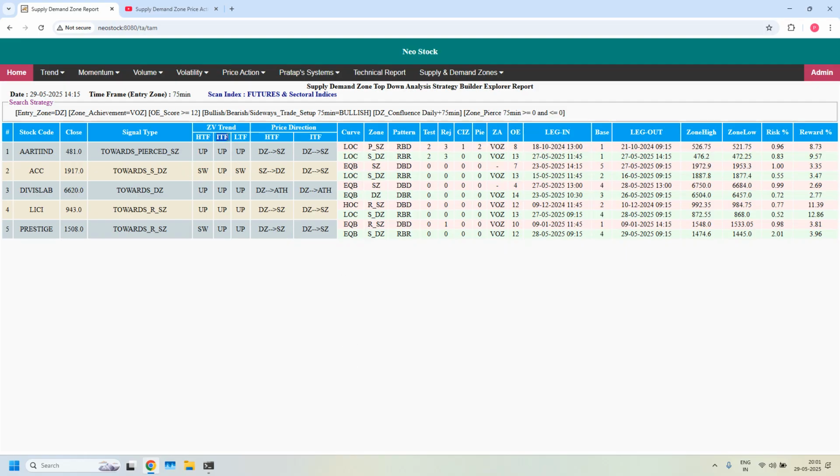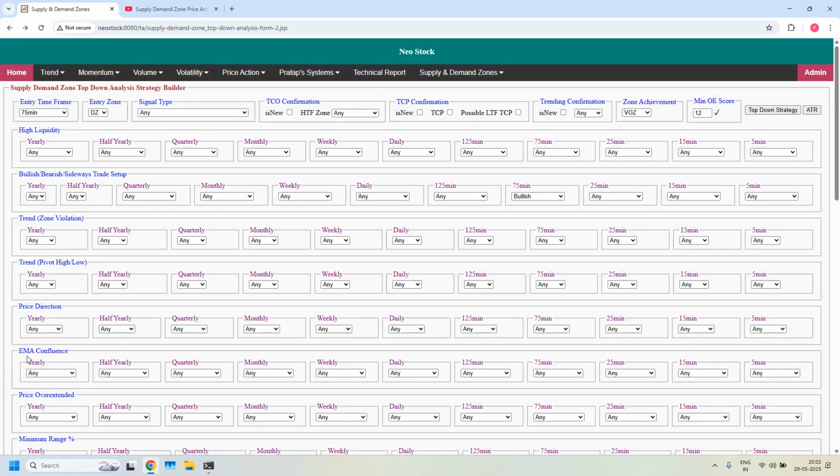And the daily trend is up in all the stocks, ITF trend. Because the trend is up, we can apply on daily time frame EMA confluence filter. So let's apply that filter. In the EMA confluence at daily. Why daily? Because 75 minutes demand zone is overlapped with daily demand zone. So we are checking whether daily demand zone having daily EMA. In that case, the overlapped 75 minutes demand zone having more high probability to get success.